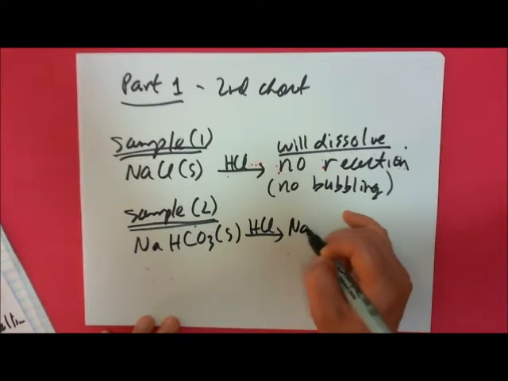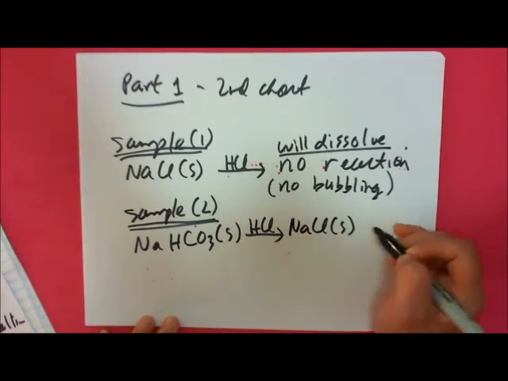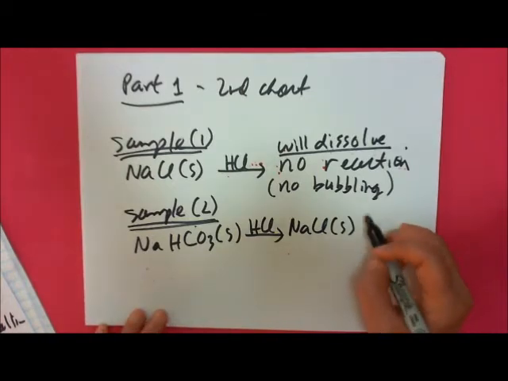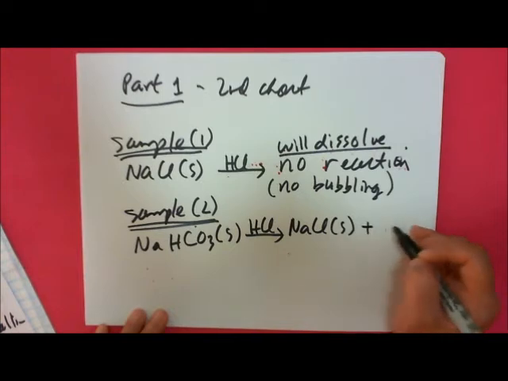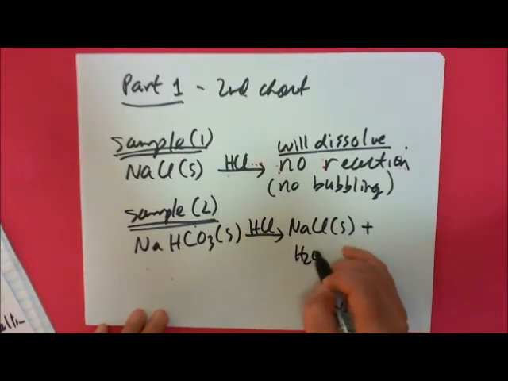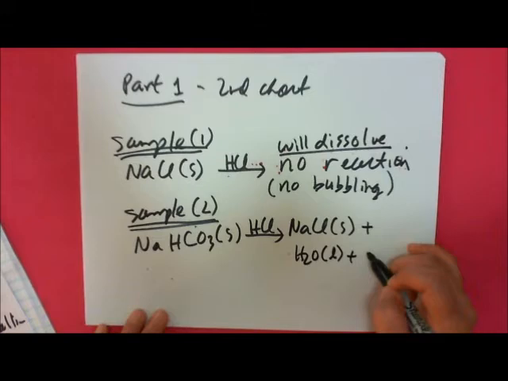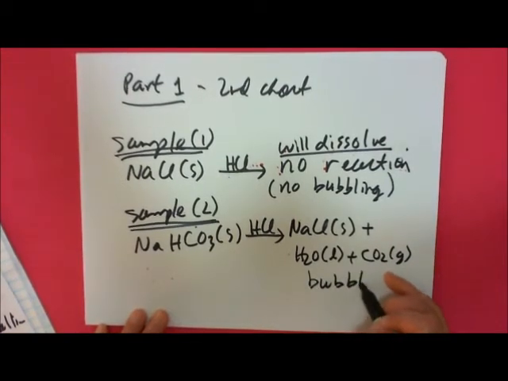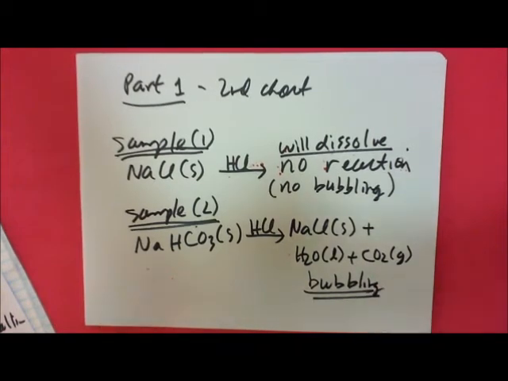You're going to get sodium chloride, solid. It doesn't actually look solid at this point. It would look solid if you evaporated it off, but it would be an aqueous solution. And then your other products are water, liquid, and carbon dioxide gas. So this should result in bubbling. So our sample 2 is doing a reaction. Our sample 1 is doing absolutely nothing.